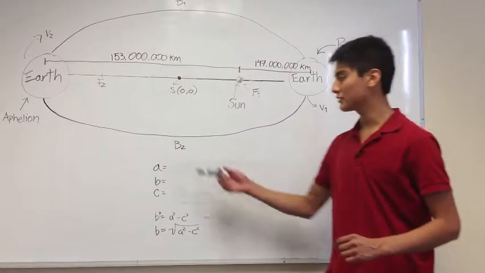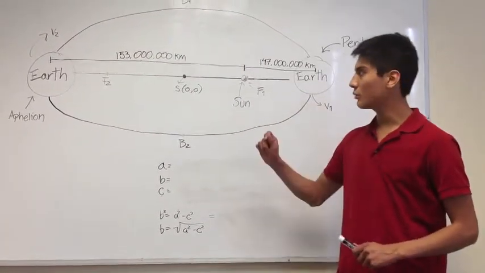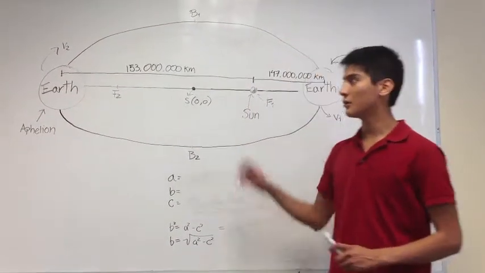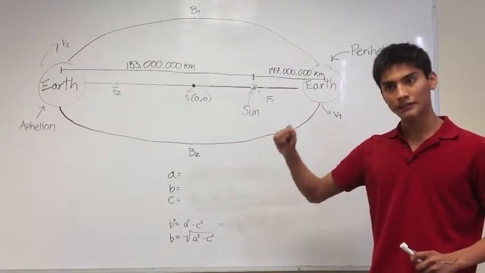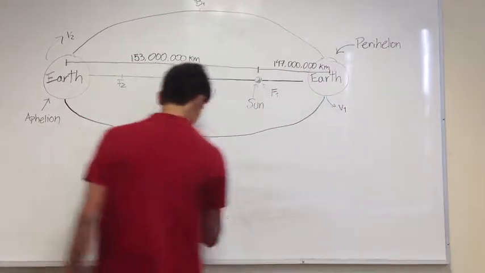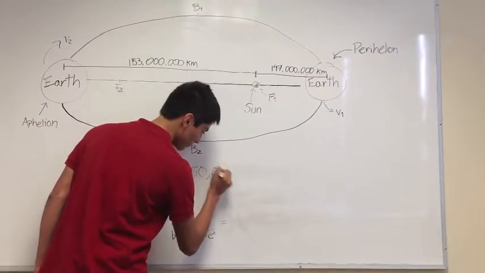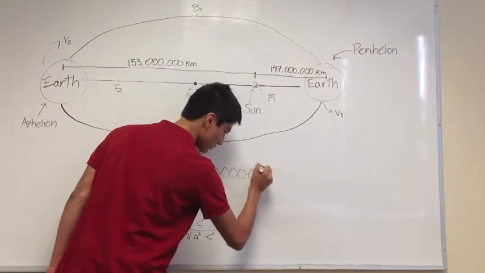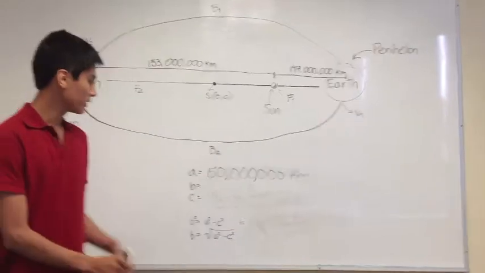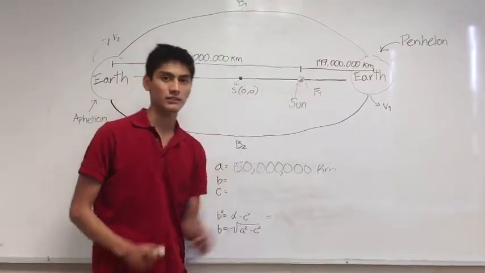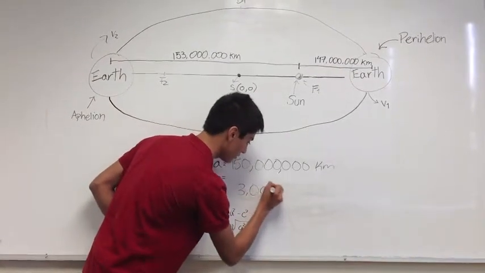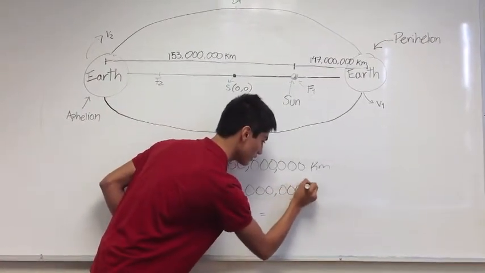For this, we have to get the values of A, B, and C. To get A, we have to add the values of 147 million with 153 million. That would give us the answer of 300 million. After that, we have to divide by 2, and that would give us 150 million kilometers. To get C, with the value of A, we subtract 147 million. That would give us the value of 3 million kilometers.